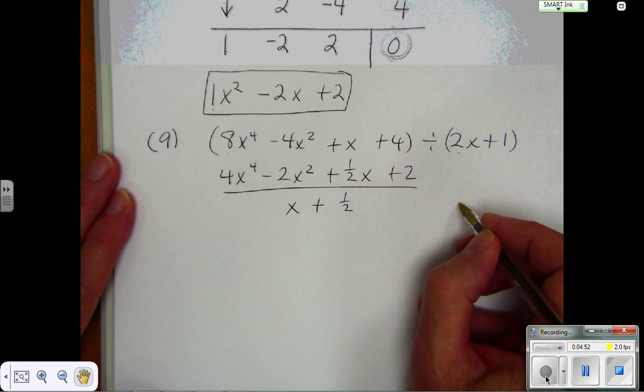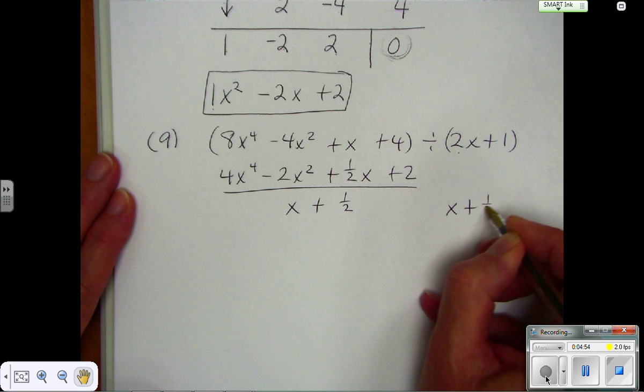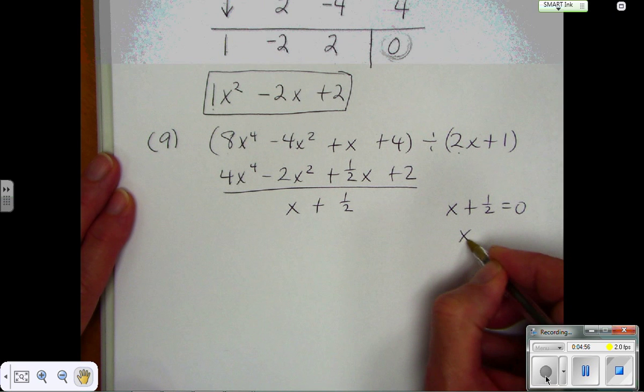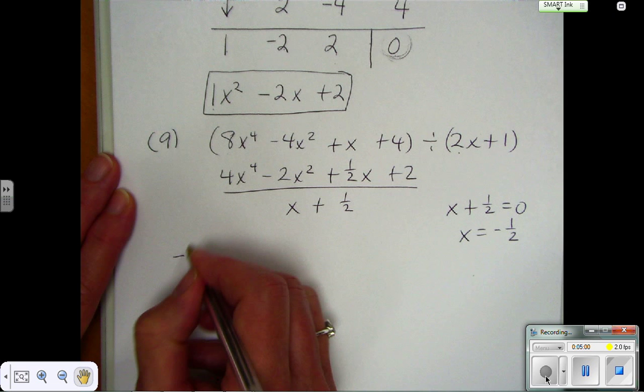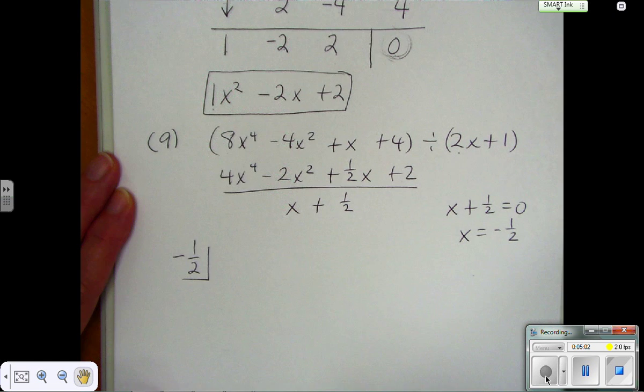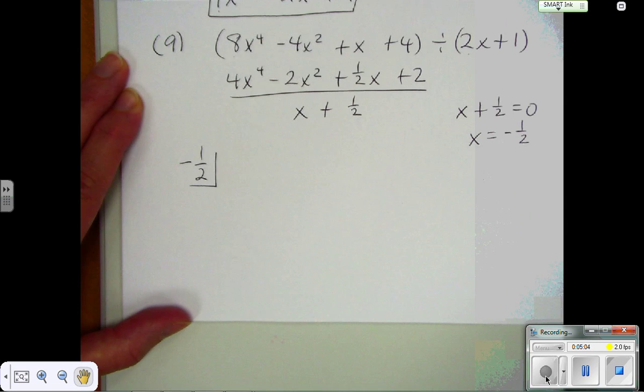So I'm going to take the denominator, x plus 1/2, set it equal to 0, and solve for x. So x is negative 1/2. That is the number that I'm going to put inside the little half box over to the left.